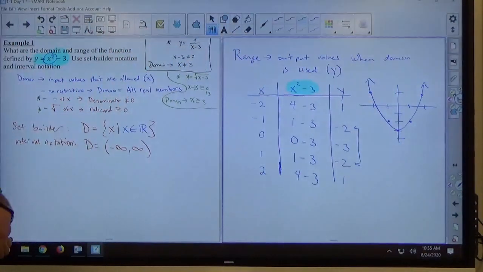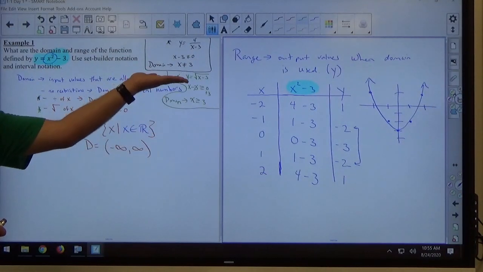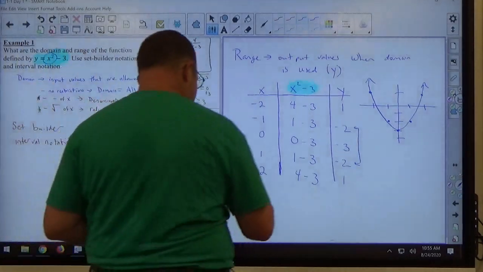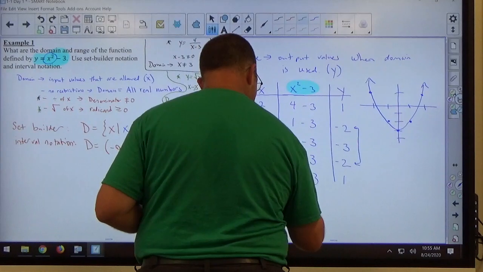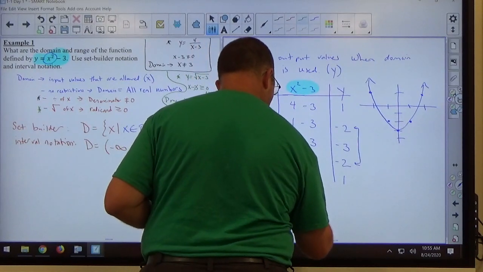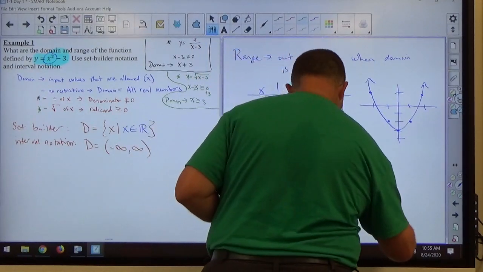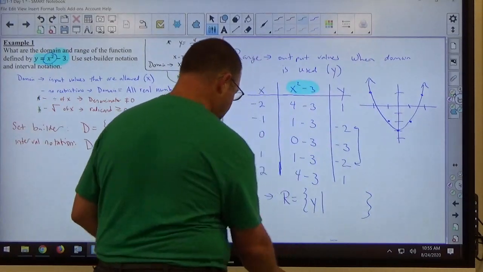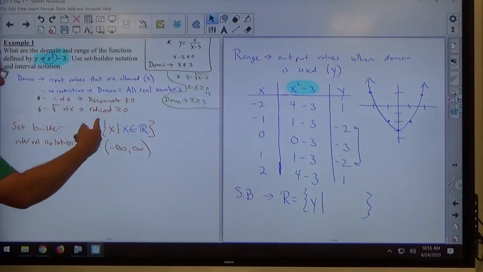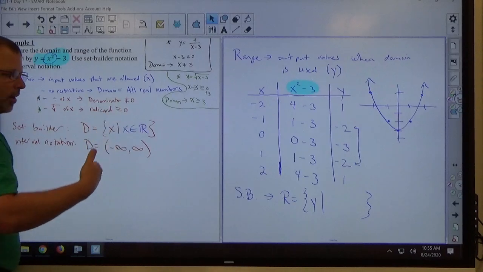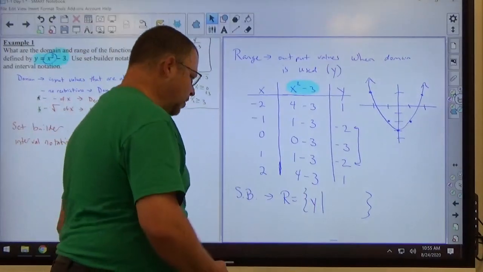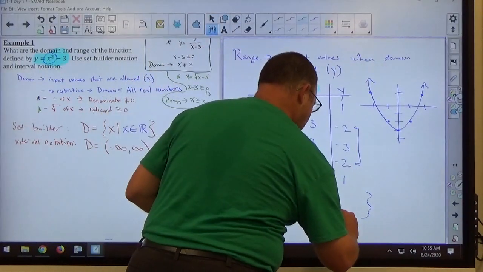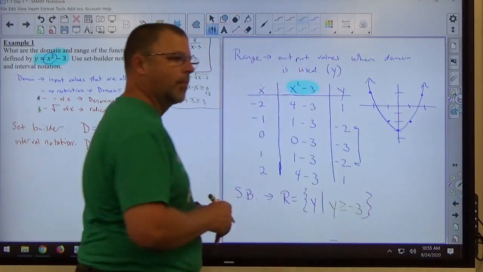Okay. Range is about output, what comes out. Well, what comes out is numbers negative 3 and bigger, right? So if I'm doing set builder notation, I'm going to write range equals the set of all y values such that, right? So again, just like set builder for x, domain's a set of x such that, it has the answer right there. Set builder, range is a set of y such that, and then we just put the answer in, y is greater than or equal to negative 3.